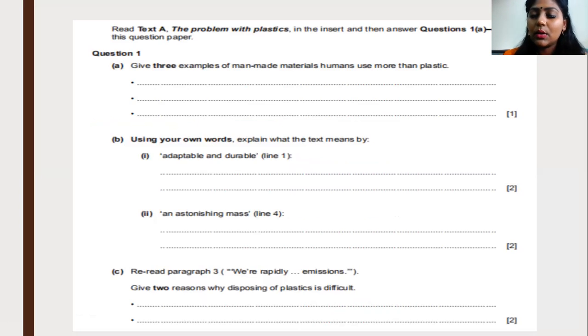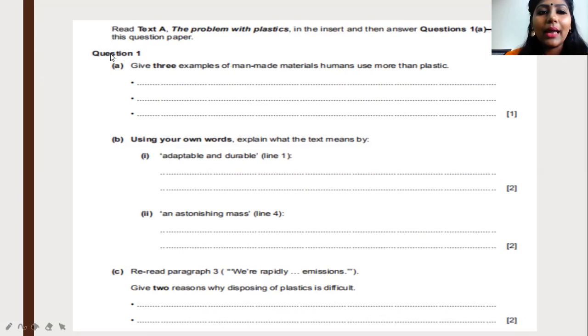That means sub questions taken from the May-June 2020 paper. It's a very recent paper. So let's analyze which questions need you to use explicit understanding or implicit understanding in getting the right answers. Candidates are required to read text A, which focuses on the problem with plastics. The entire text is about the problem with plastics, and then they have to answer question 1A to E on the question paper.